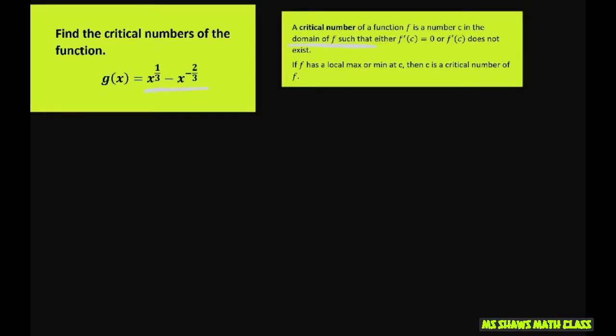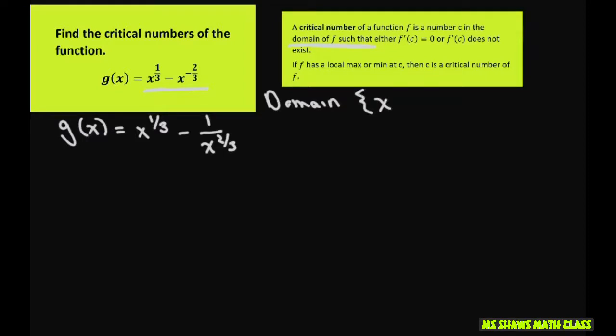This actually could be written as g of x equals x to the 1/3 minus 1 divided by x to the 2/3. So that means the domain is all real numbers, take away 0. So the domain is all x such that x cannot be 0. So remember that for when we finish this up, because it has to be in the domain of f.